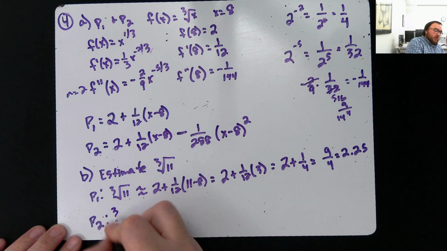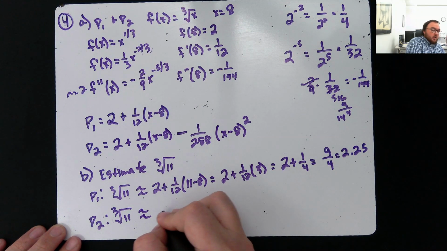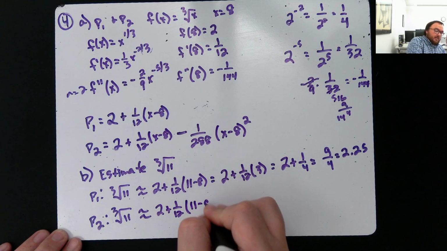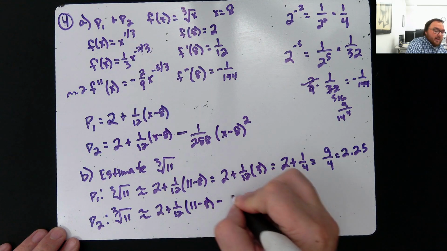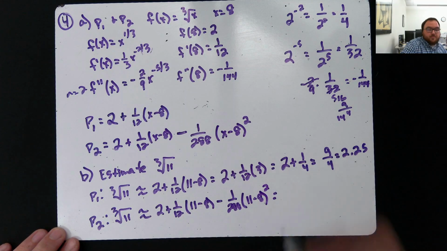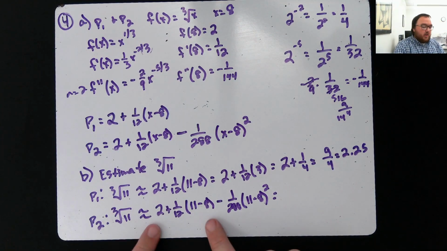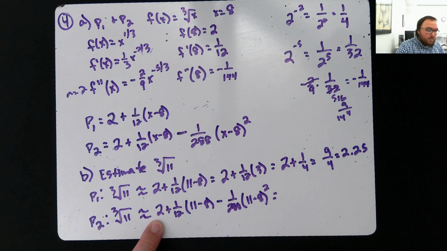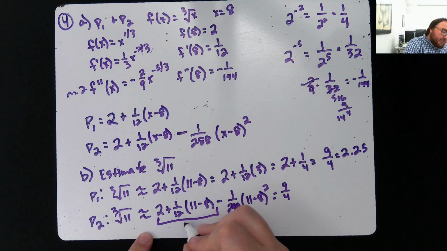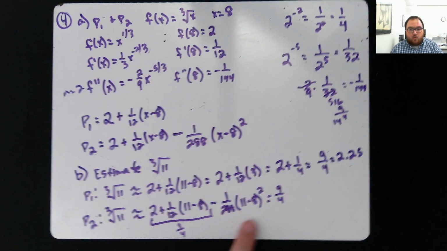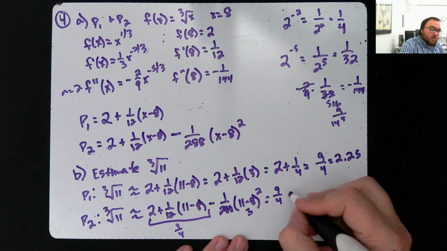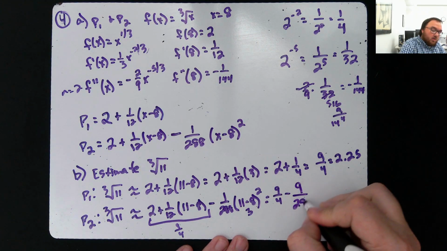Using P2, the cube root of 11 is about, so it starts the same way, 2 plus 1/12 times 11 minus 8, but I'm going to include minus 1 over 288 times 11 minus 8 squared. Now, this part over here, we already know that's what we did on our last step. That's 9 over 4. So now I just have to worry about this. 11 minus 8 is 3. 3 squared is 9. So I'm doing minus 9 over 288.